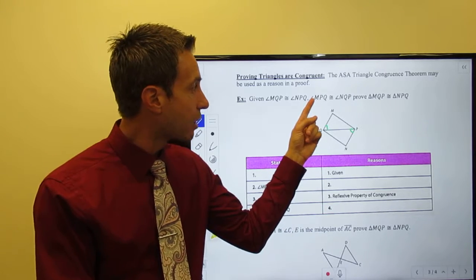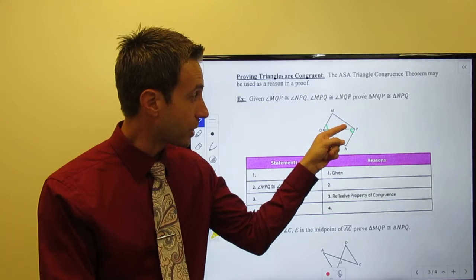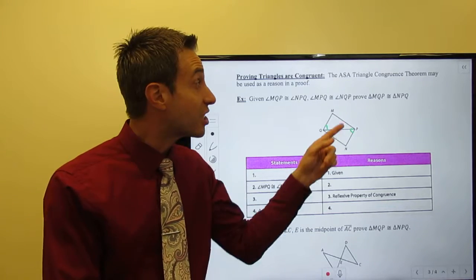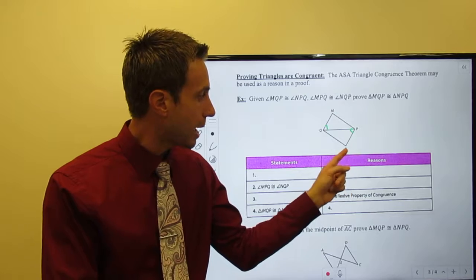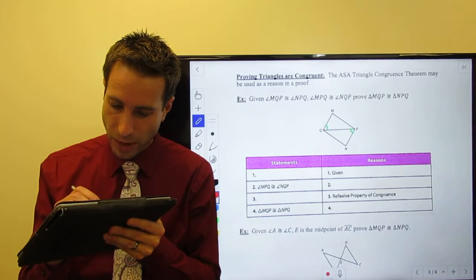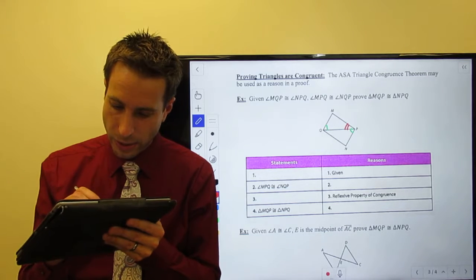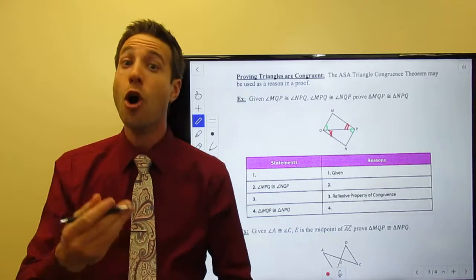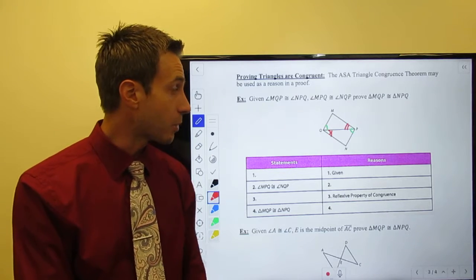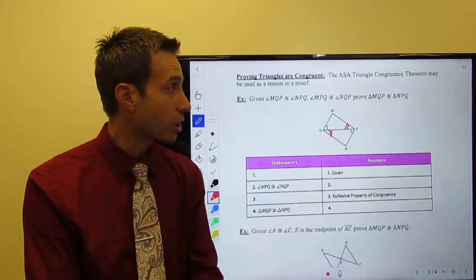I'm told that angle MPQ, that angle right there, is congruent to NQP. Let's put that in our diagram. I know that this angle right here, MPQ, is congruent to NQP. Well, fantastic, right? Here we go. So I've got those angles congruent, those angles congruent.